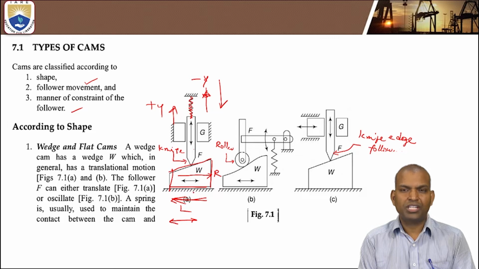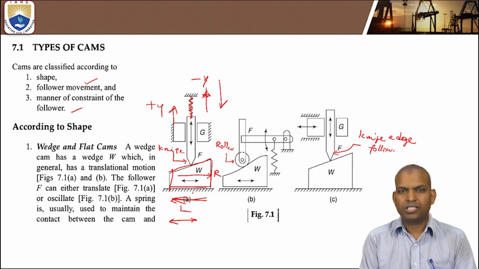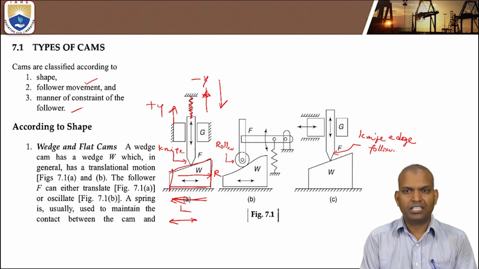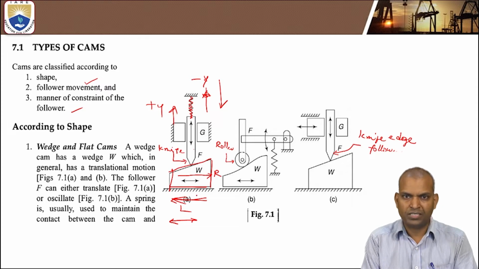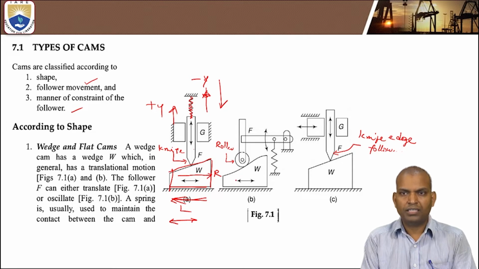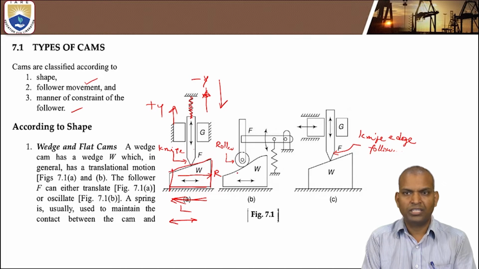Thus, the horizontal translation motion of a wedge is converted into vertical translation motion of a follower. That is the meaning here, that is figure A. And in the case of figure B, the wedge is designed with some curvature, non-linearity; it is not linear. Whereas in figure A the wedge is linear, here it is non-linear.